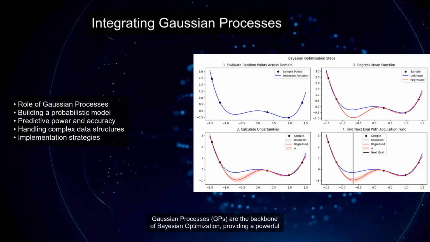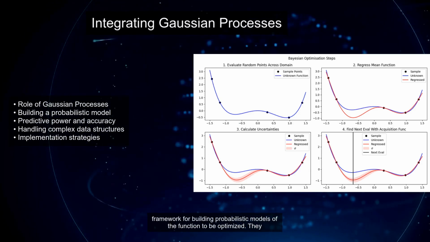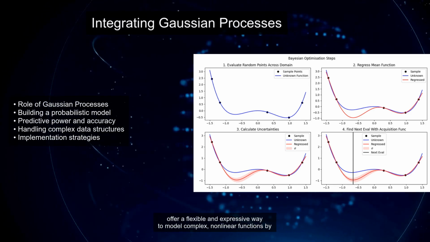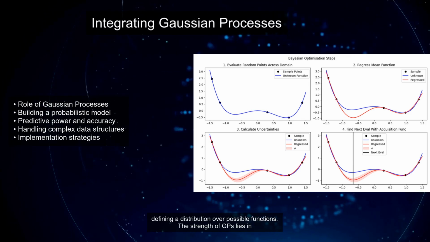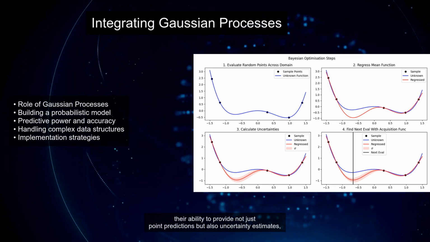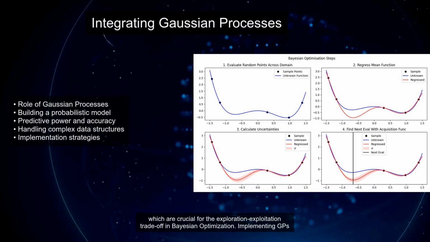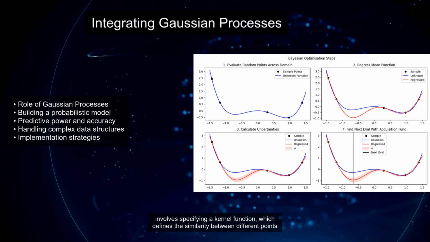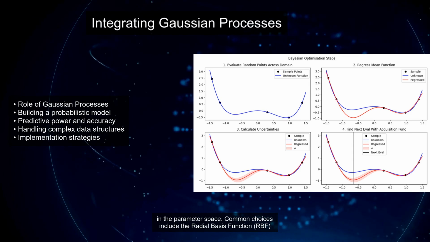Gaussian processes, GPs, are the backbone of Bayesian optimization, providing a powerful framework for building probabilistic models of the function to be optimized. They offer a flexible and expressive way to model complex, nonlinear functions by defining a distribution over possible functions. The strength of GPs lies in their ability to provide not just point predictions but also uncertainty estimates, which are crucial for the exploration-exploitation trade-off in Bayesian optimization. Implementing GPs involves specifying a kernel function, which defines the similarity between different points in the parameter space.